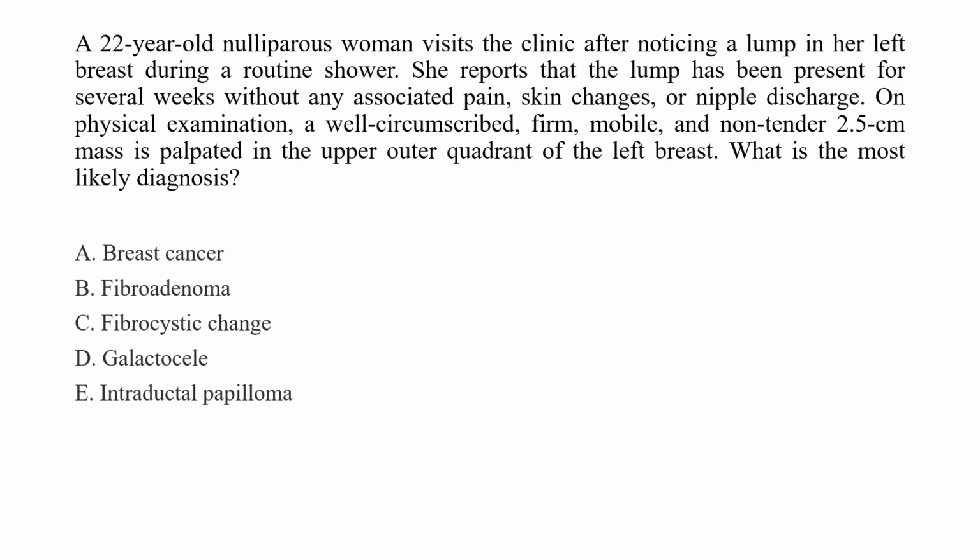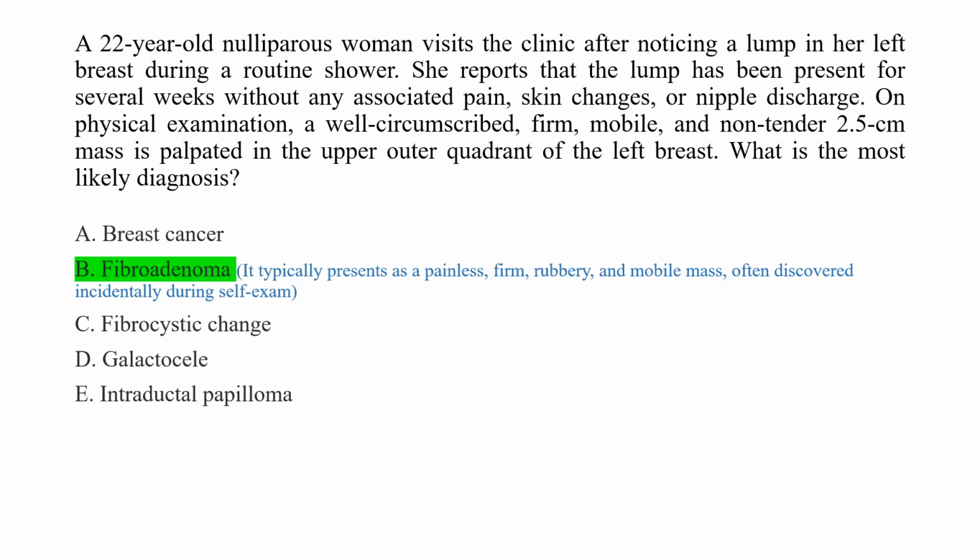The options given here are A. Breast cancer, B. Fibroadenoma, C. Fibrocystic change, D. Galactocele, E. Intraductal papilloma. The correct option here would be B. Fibroadenoma. Now, fibroadenoma is the most common benign breast tumor in women under 30.